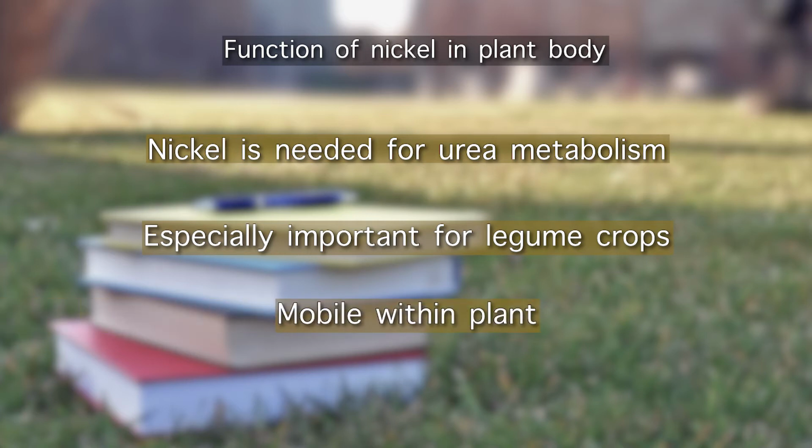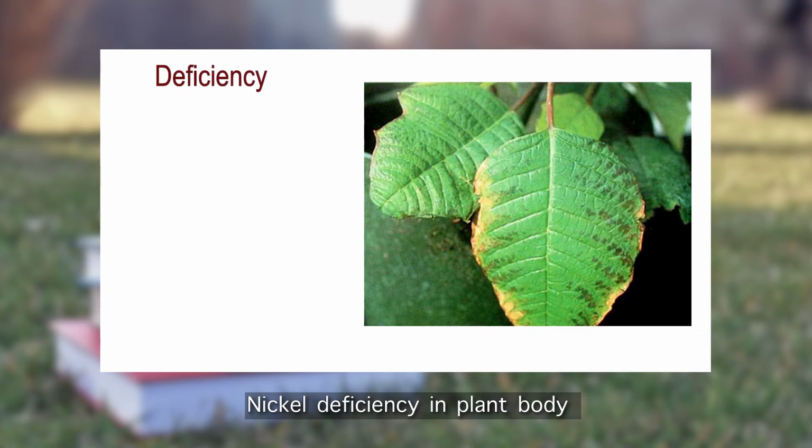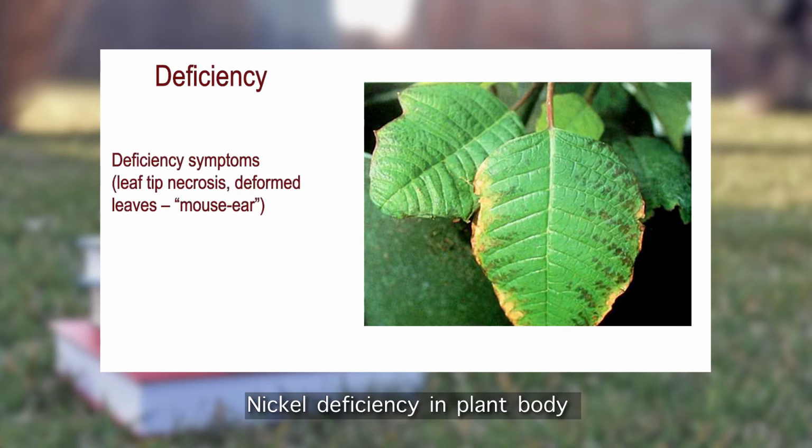Nickel in +2 form is mobile within the plant, and the deficiency symptoms definitely show some necrosis on the margin, which is often termed mouse ear symptoms. So, nickel deficiency has some specific symptoms, though at the same time we can say nickel is not required in bulk amount and it may be toxic for the plant.